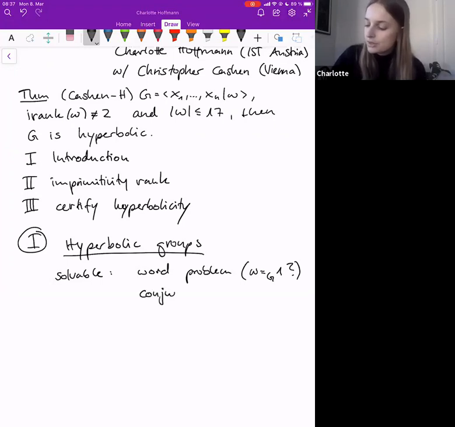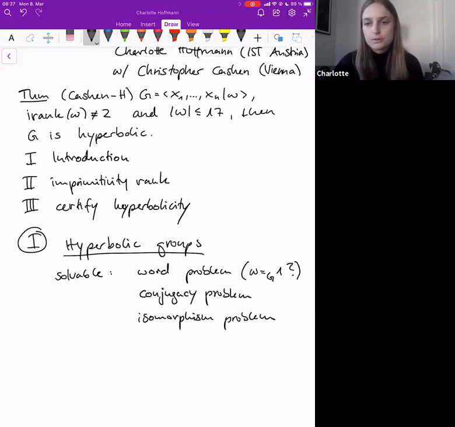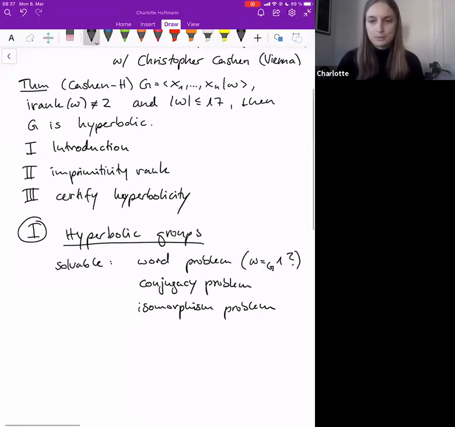Also the conjugacy problem. So I give you two words and you tell me if one is a conjugate of the other. Or the isomorphism problem, where I give you two group presentations and you tell me if the groups that they define are isomorphic or not. Okay, and they have some more properties, but I hope this is enough to convince you that hyperbolic groups are actually interesting.